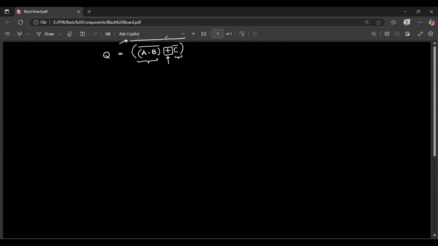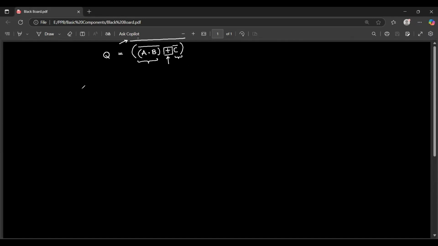So at the end, we need a NOR gate. Here we have C bar and here we have A dot B whole thing bar. Again, the same story: here you have a whole thing bar and a dot, which means A and B are passed through a NAND gate. And then for just C bar, we just need a NOT gate. That's it. Very straightforward.